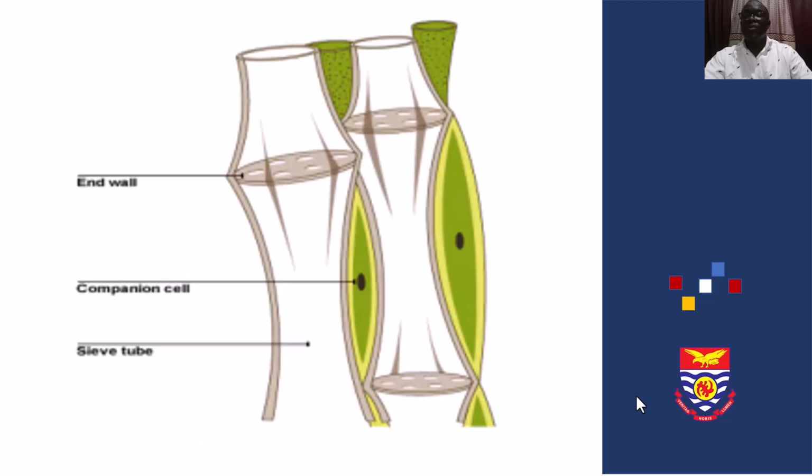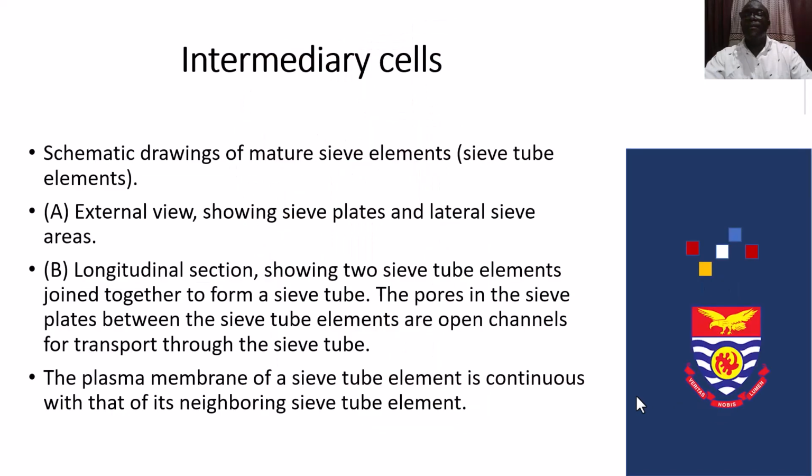Over here we have the end wall, companion cell and the sieve tube, as readily displayed in the plant. Intermediary cells, schematic drawings of mature sieve elements or sieve tube elements. You have the external view showing sieve plates in lateral view areas. Longitudinal section showing two sieve tube elements joined to form a sieve tube. The pores in the sieve plates between the sieve tube elements are open channels for transport through the sieve tube, as we just saw in the past slide.